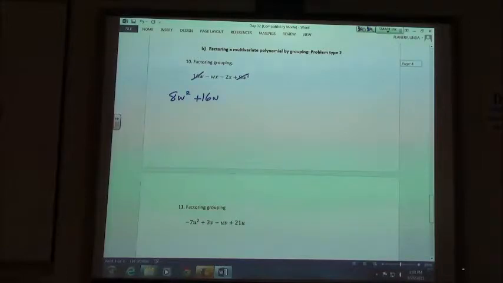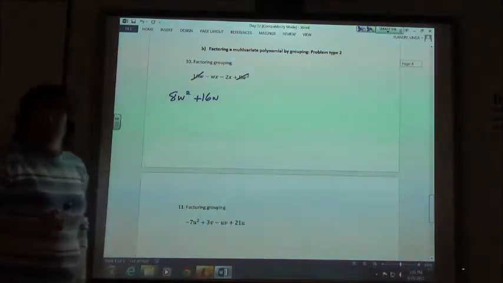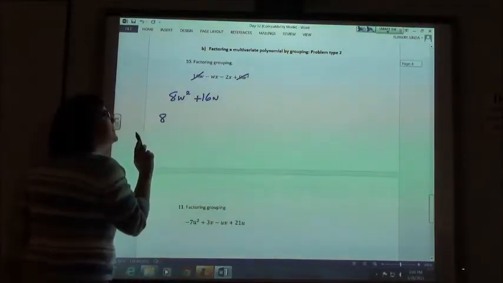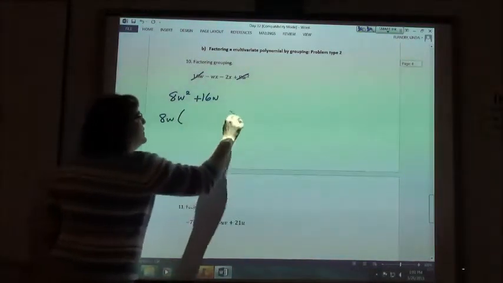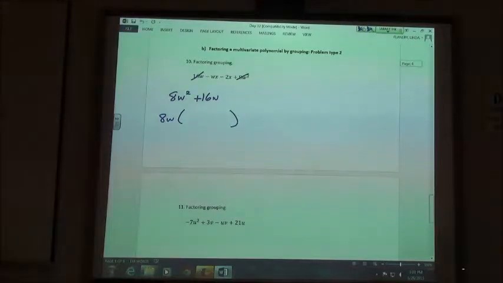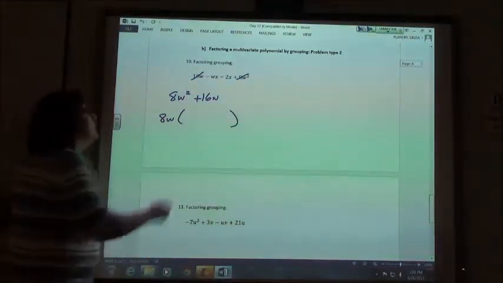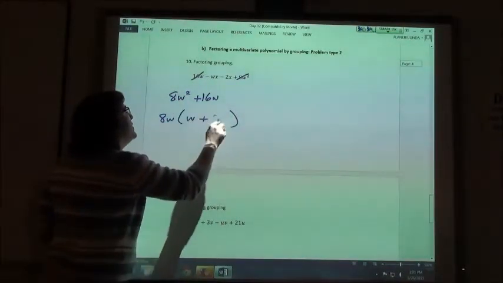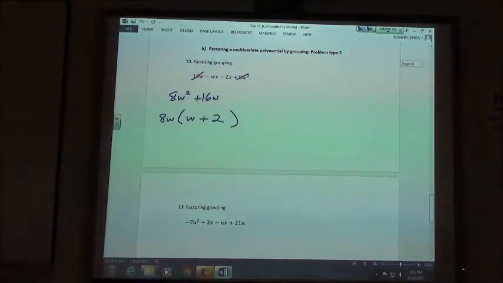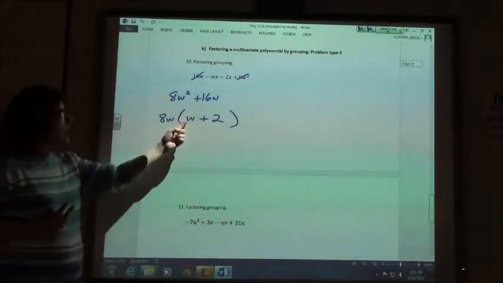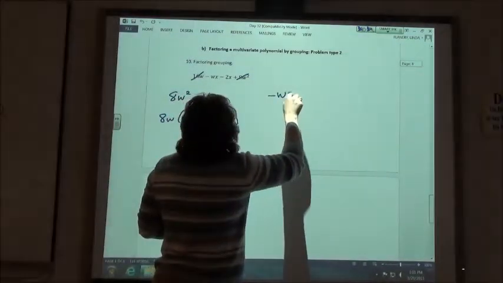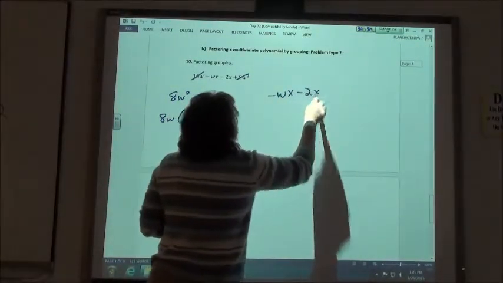So out of my 8w squared and my 16w, I can divide them both by 8w. And so if I divide out the 8w, I would get w plus 2. So again, when I'm writing down the other two terms, I look to see what I want to have first. I want the one with the w first. So I'm going to have the minus wx and the minus 2x.